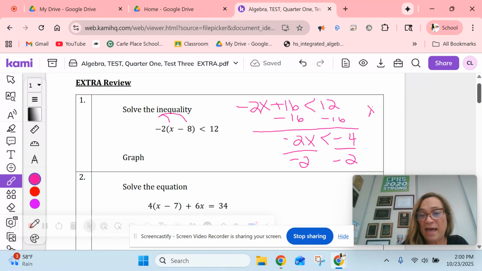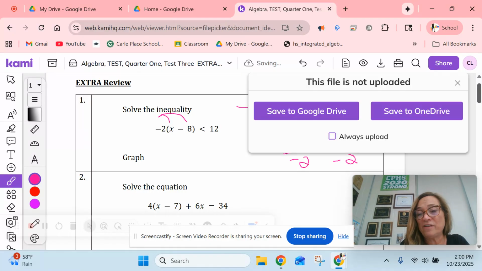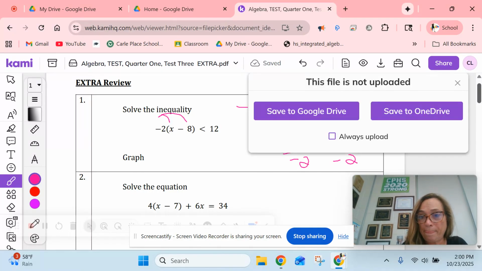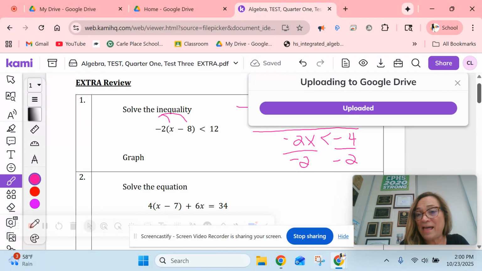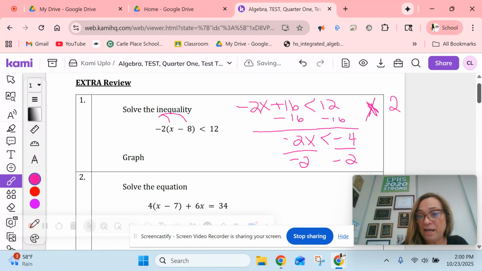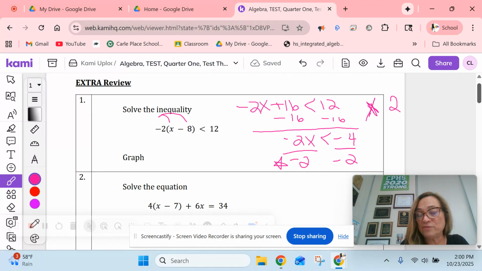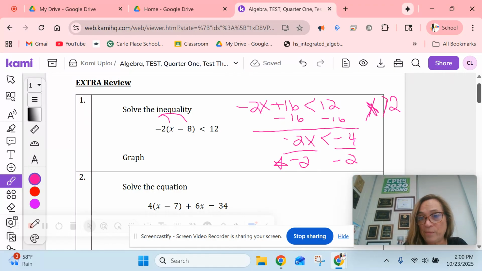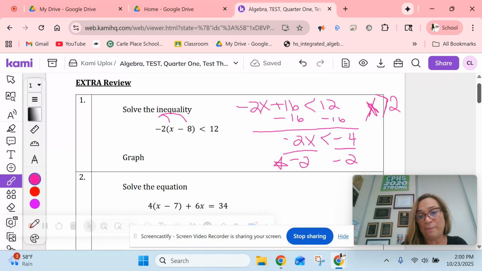So that gives me x. And then -4 divided by -2 is 2. So that's going to be a 2. Because this 2 here is negative, I'm going to have to reverse the inequality symbol. Remember, it's what you're dividing by or multiplying by.